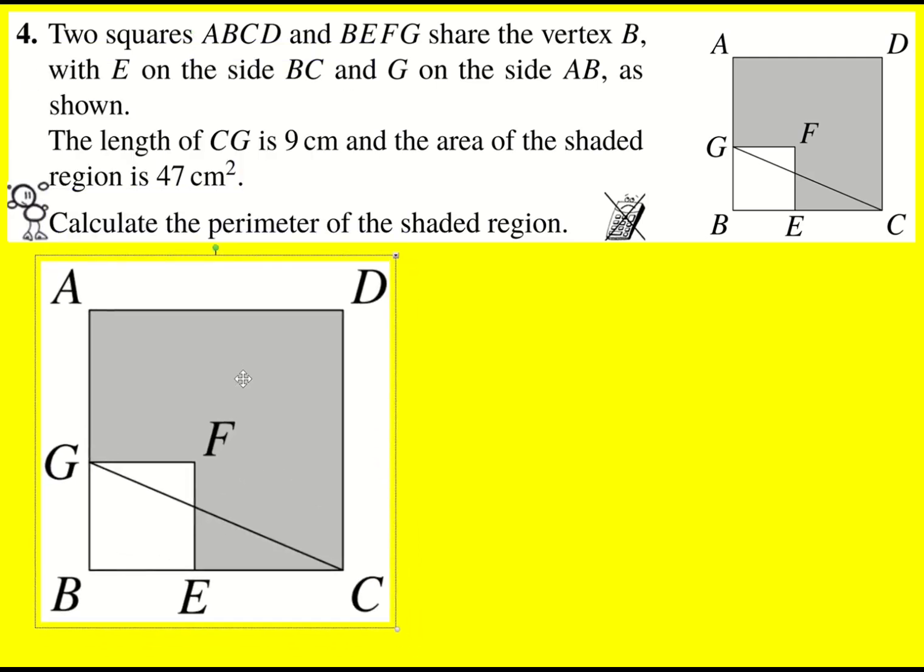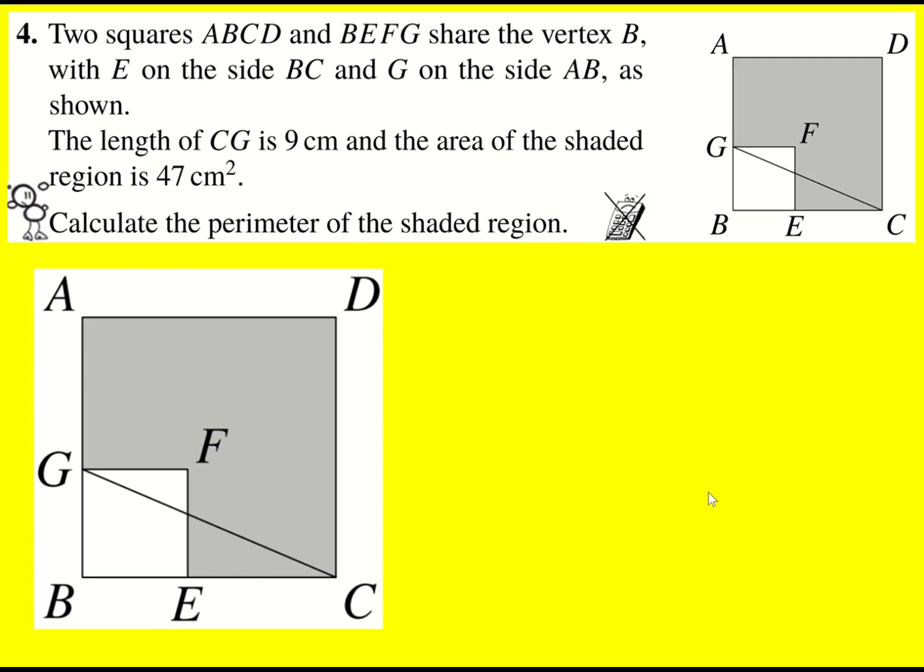Most of the words that started this question are encapsulated by this picture. I'm just going to focus on the key information. CG is 9 centimeters, and then the shaded region is 47 centimeters squared. So somehow we've got to use those numbers.